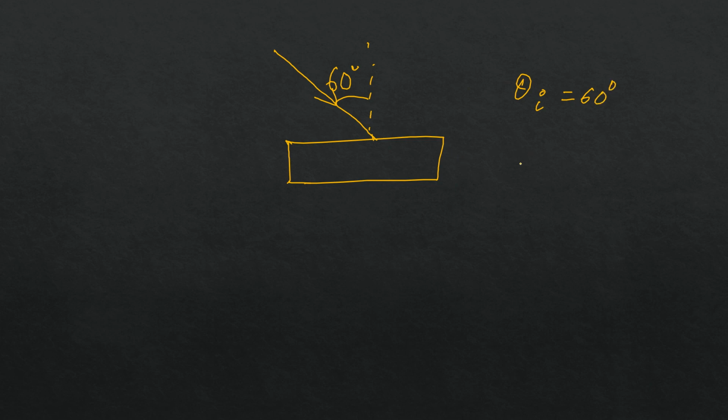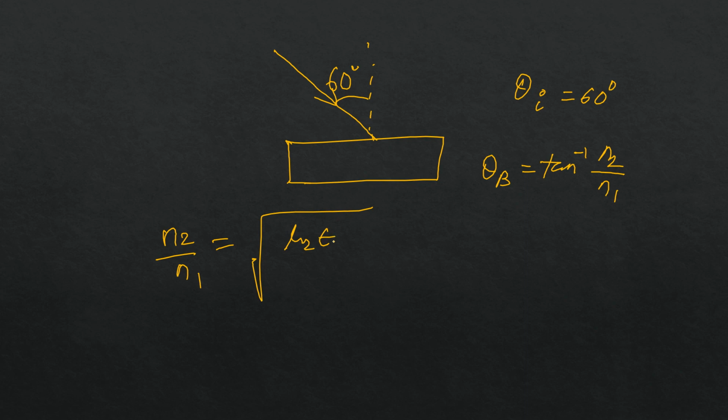So what is theta B? Tan inverse n2 by n1. So we know n2 by n1 is root of mu 2 epsilon 2 by mu 1 epsilon 1.